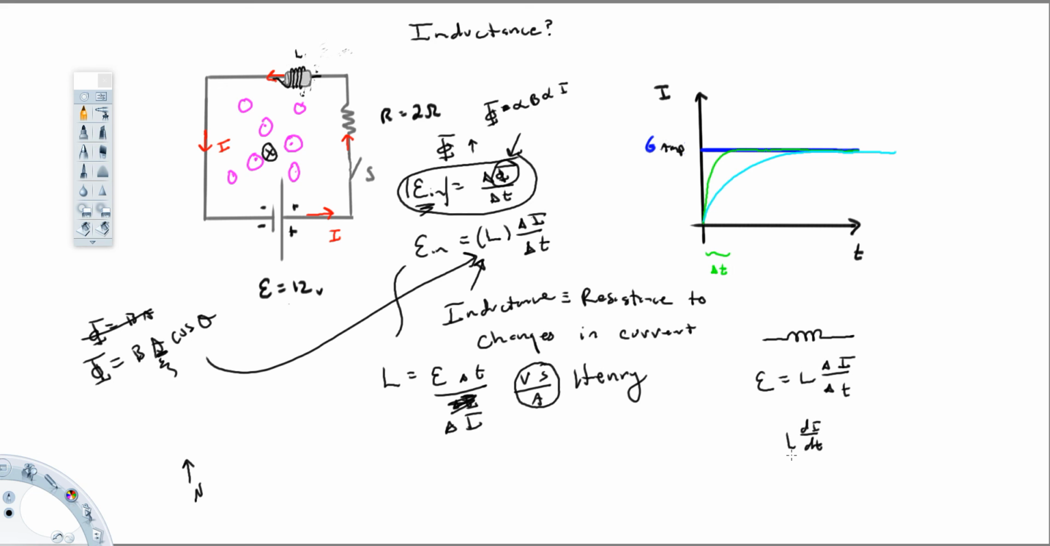So anyway, I hope that this video has given you a reasonable idea of what inductance is, how it affects the circuit, and what it's caused by.